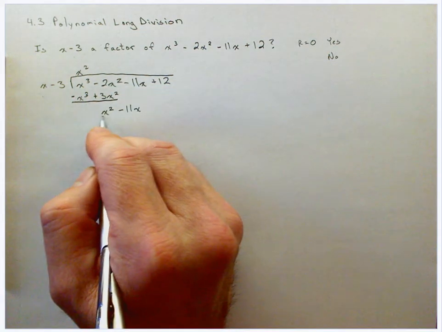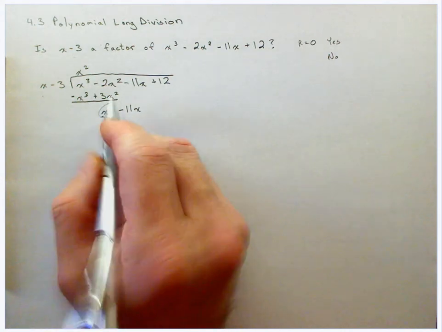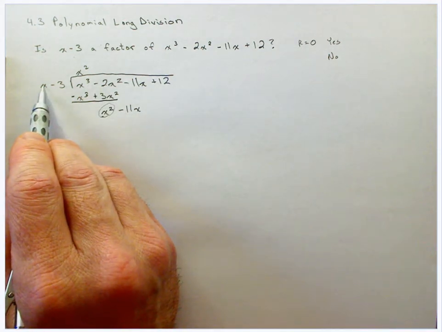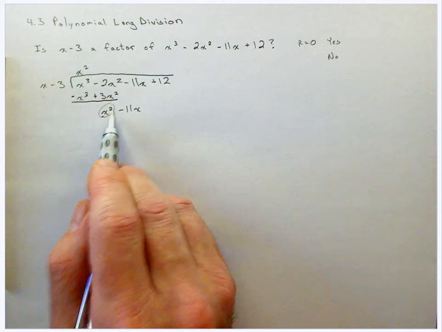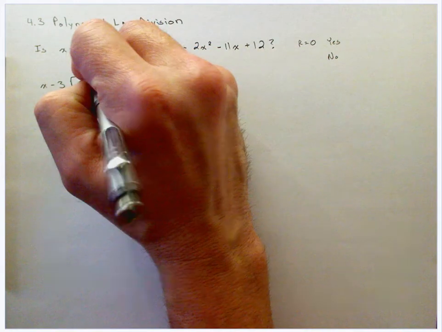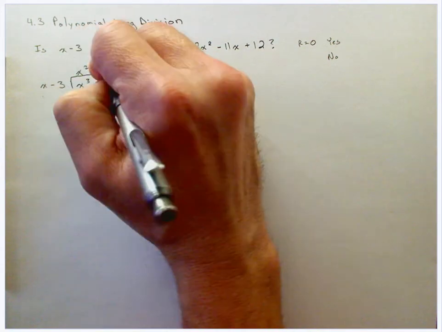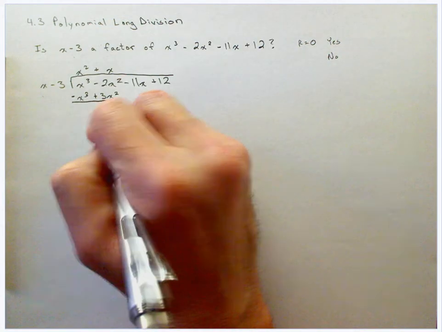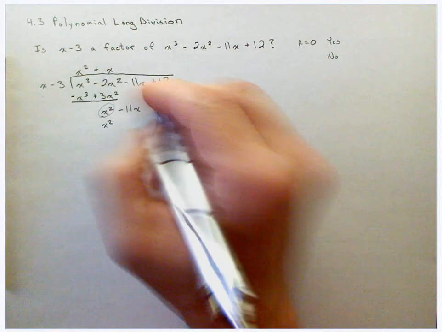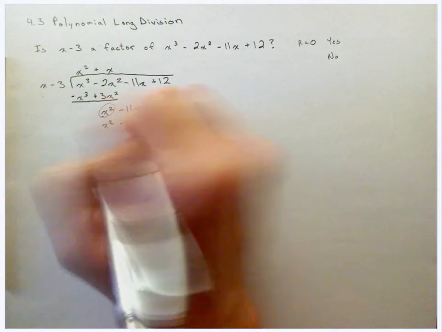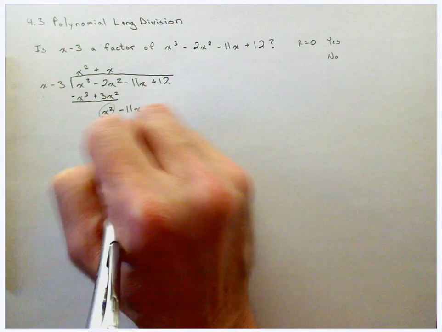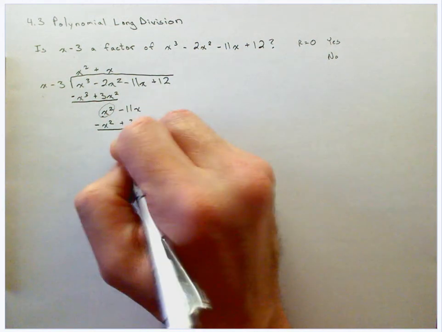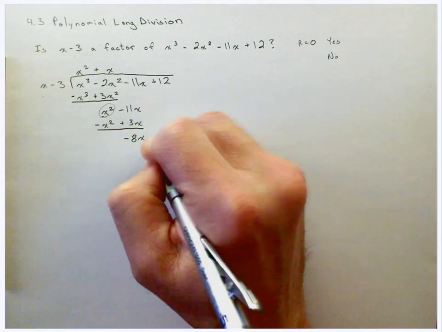This right here is what I'm going to base everything off of. What times x will give me x squared? X. X times x is x squared. X times a negative 3, that's a negative 3x. Again, flip the signs. That gives me a 0, which is what I wanted, and that's a negative 8x. Drop my 12.